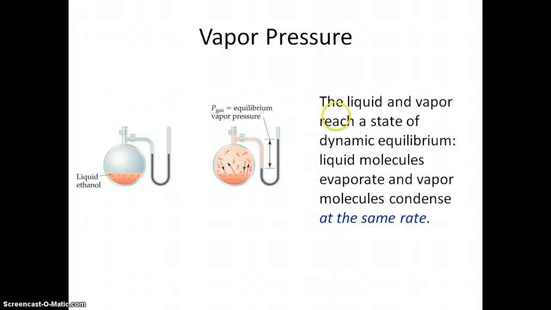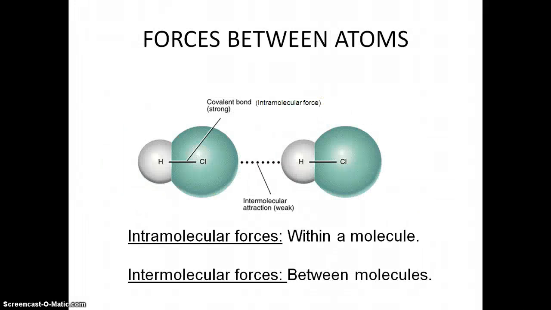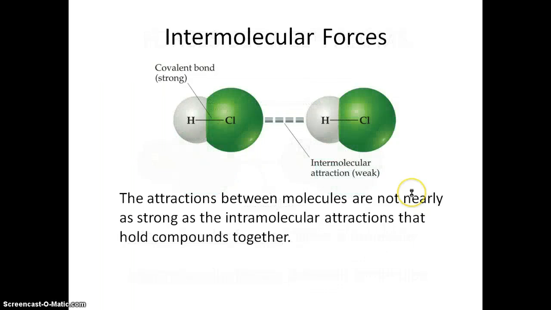So how this vapor pressure is affected is dependent upon another thing which we call intermolecular forces. There are forces between atoms and forces between molecules. The forces between two atoms chemically bonding together we call an intramolecular force. That's within a molecule. Then there's intermolecular forces, which are between two separate molecules. As far as intermolecular forces are concerned, the attractions between these molecules are not nearly as strong as the intramolecular attractions that hold the compounds together, meaning this attraction is way weaker than this one.